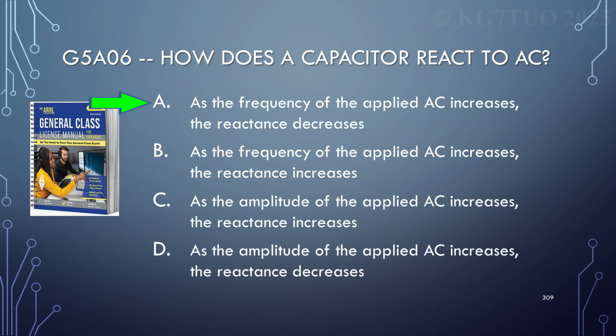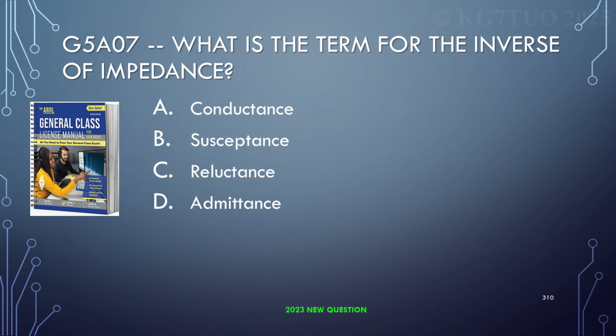Inductors and capacitors are opposites in how they act. And we take advantage of that at every opportunity. It's how we make radios. What is the term for the inverse of impedance?